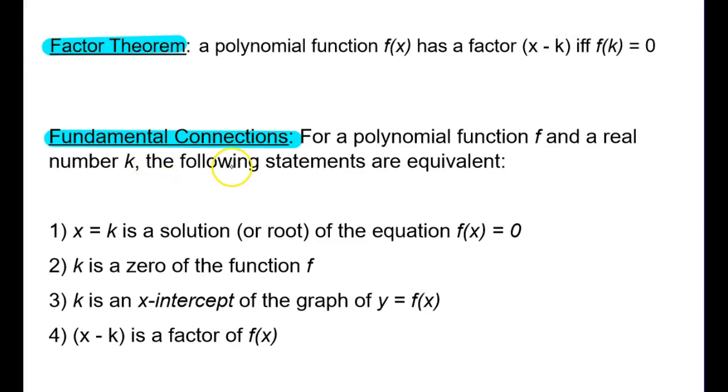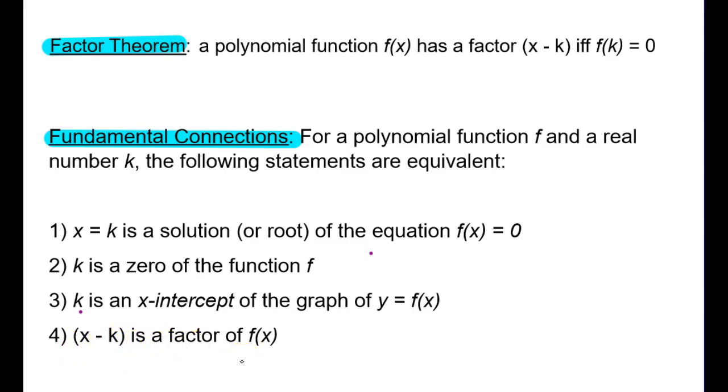Now down below we have some fundamental ideas. For a polynomial function f and a real number k, the following statements are going to be equivalent. First, x equals k is a solution or root of the equation f of x equals 0. Second, k is a 0 of the function f. Third, k is an x-intercept of the graph of y equals f of x. And fourth, x minus k is a factor of f of x.